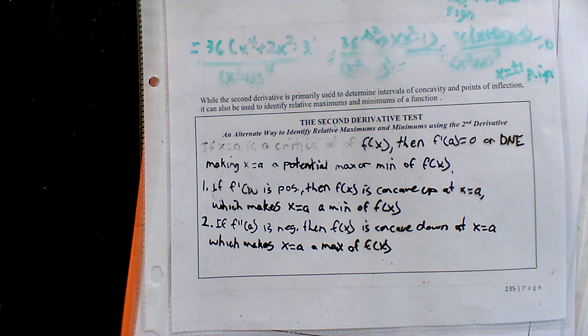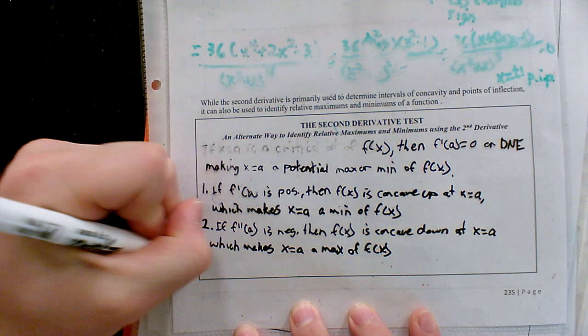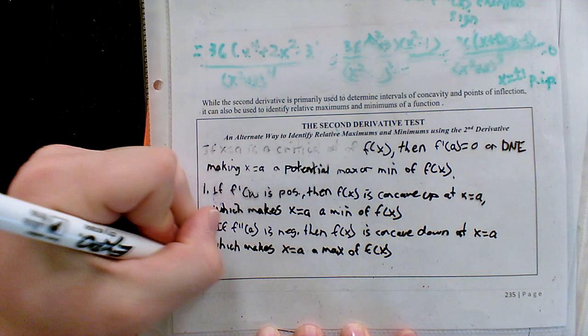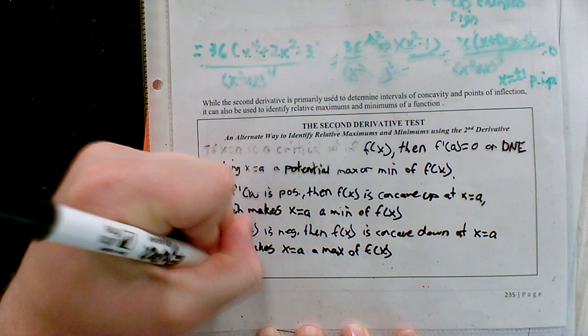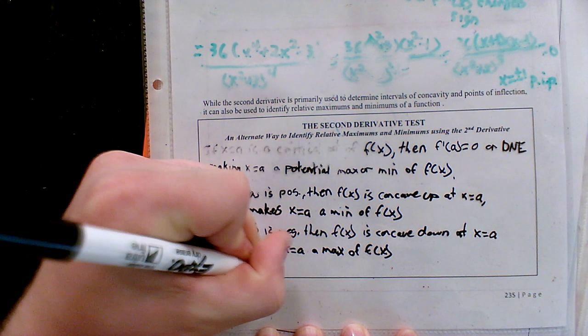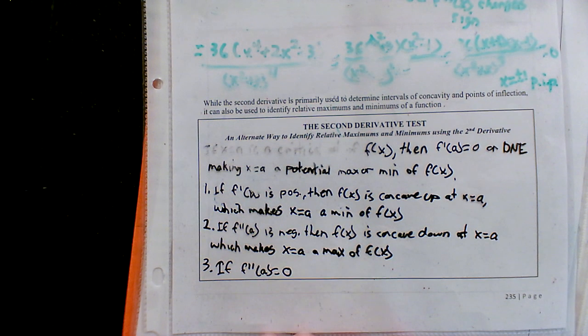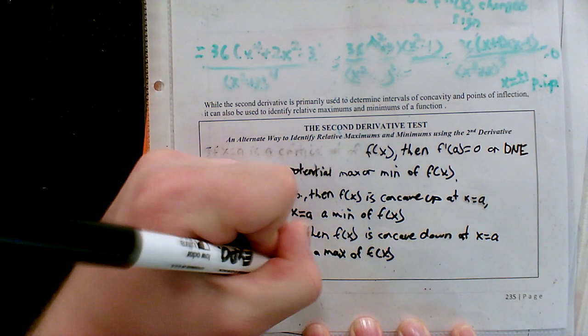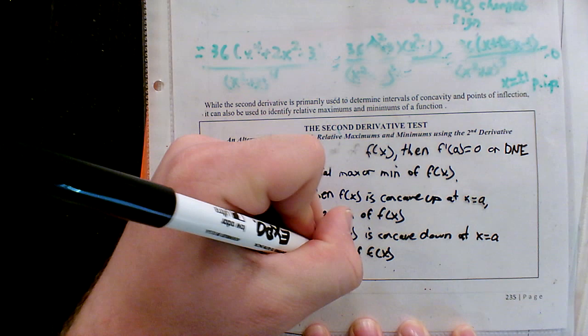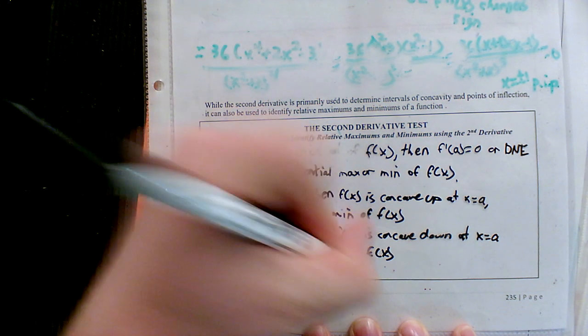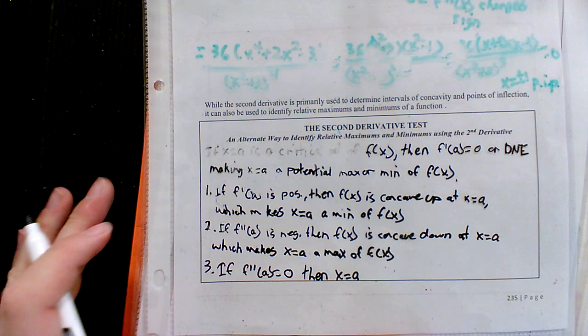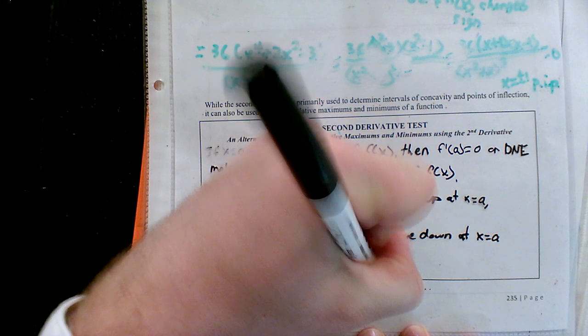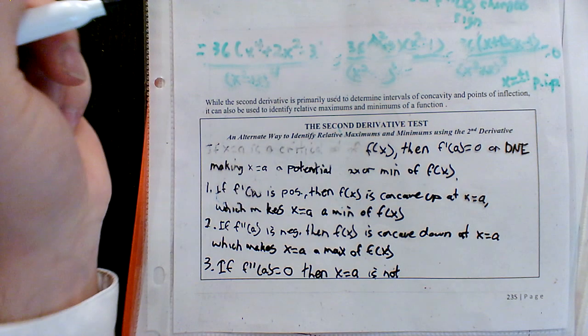So at that point, it's concave down. So that point a is a maximum. All right. Third: if f double prime of a is equal to 0, then x equals a is not a what?